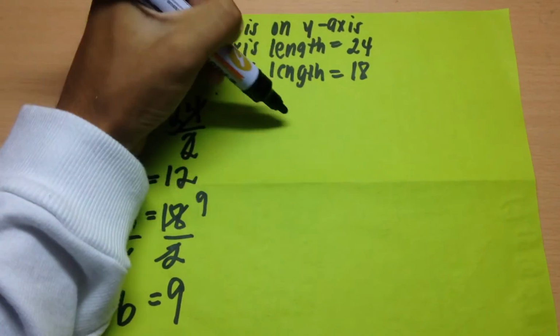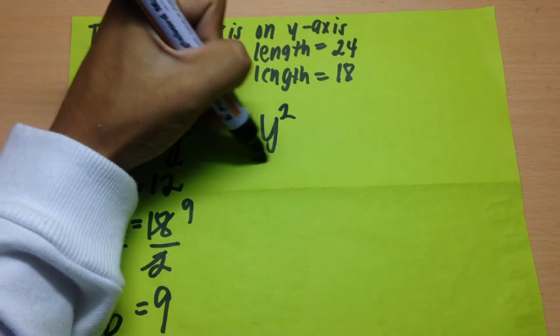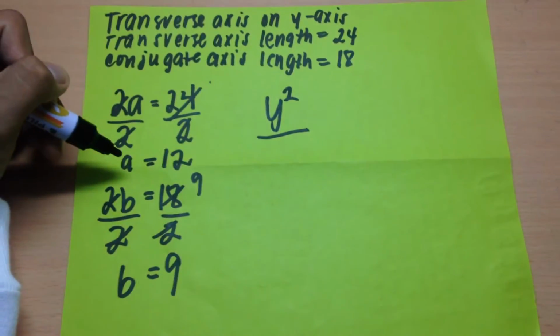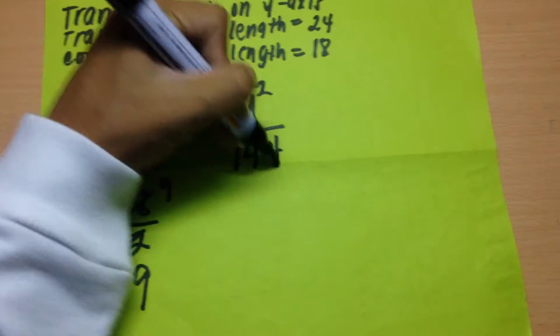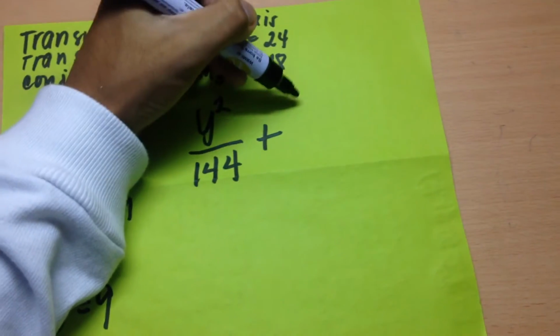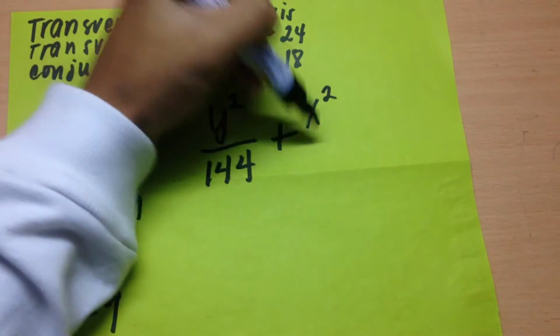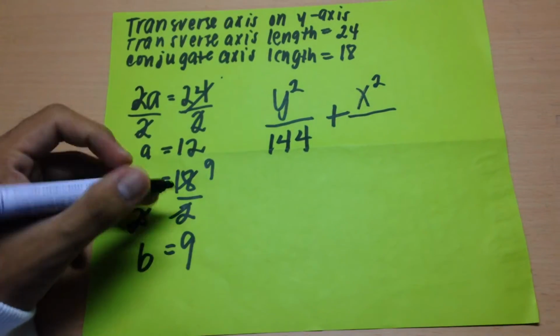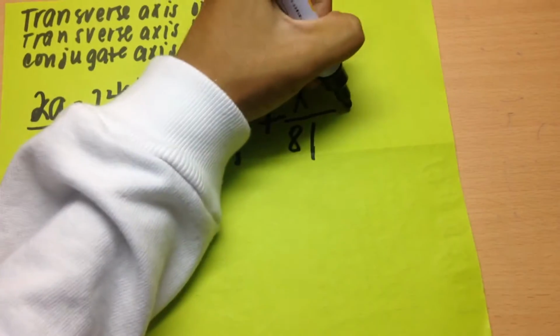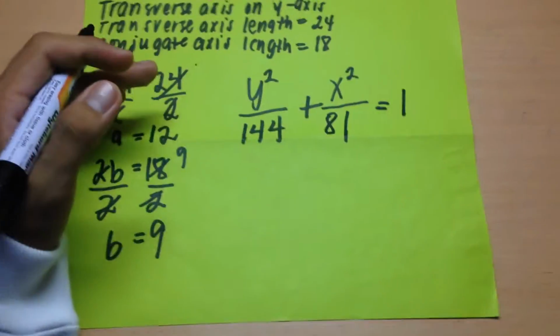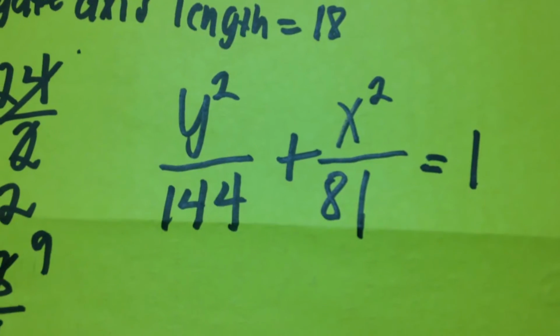So y squared over a squared, the value of a is 12, so if we square it, it will now be 144, minus x squared over b squared, the value of b is 9, and if we square it, it will become 81. So input is equal to 1. So yes, that's the standard equation for the second problem. Now let's look at the given for the third example that I will be explaining to you.